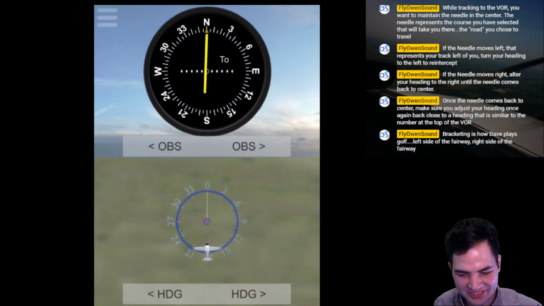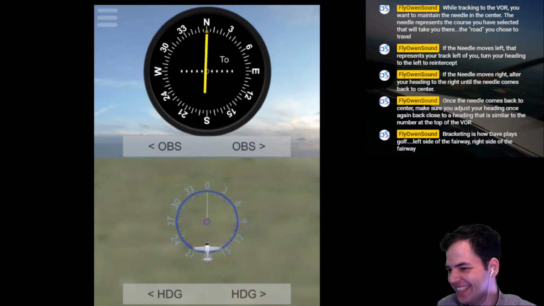Bracketing is how Dave plays golf. Left side of the fairway, right side of the fairway. Yeah, there you go.